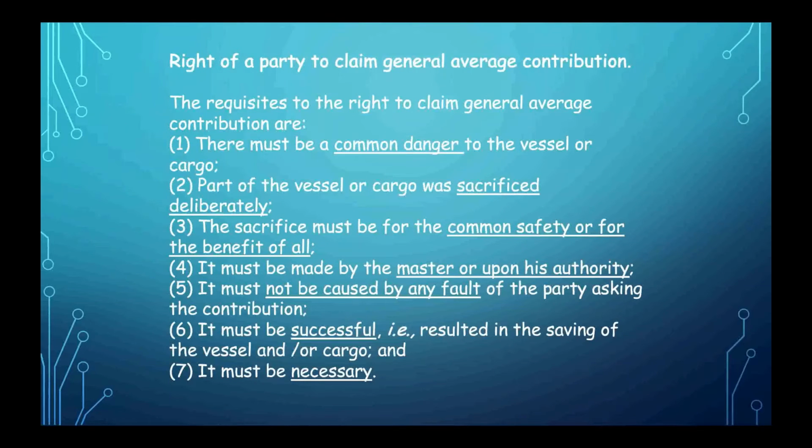Right of a party to claim general average contribution. The requisites to the right to claim general average contribution are: first, there must be a common danger to the vessel or cargo. Second, parts of the vessel or cargo were sacrificed deliberately. Third, the sacrifice must be for the common safety or for the benefit of all. Fourth, it must be made by the master or upon his authority. Fifth, it must not be caused by any fault of the party asking for the contribution. Sixth, it must be successful, in other words, resulted in the saving of the vessel and or cargo. And seventh, it must be necessary.